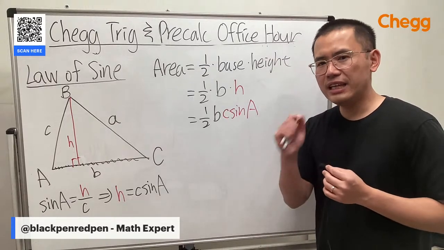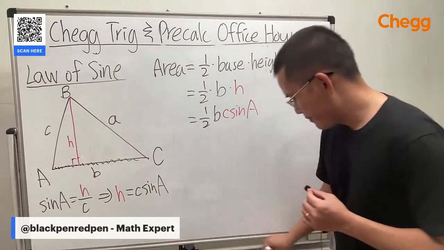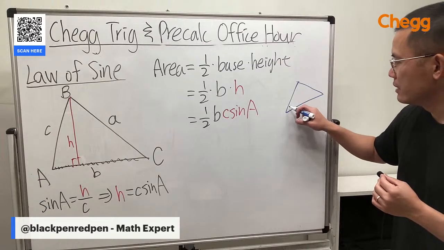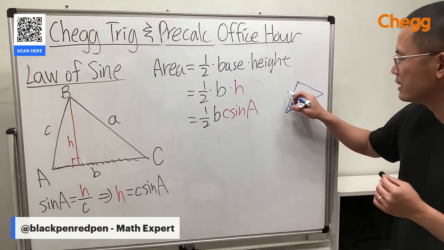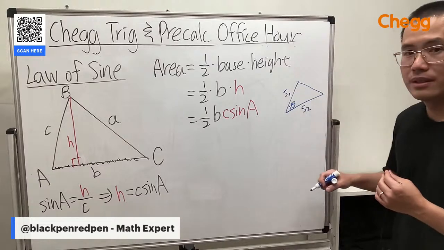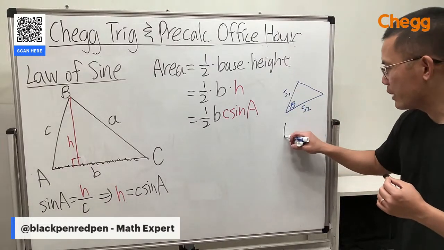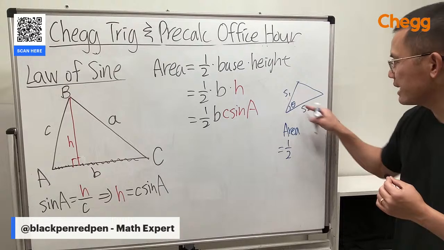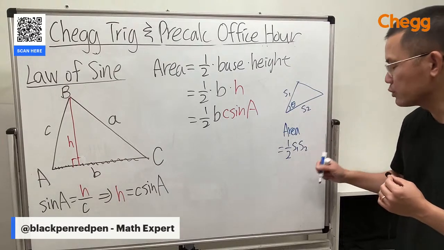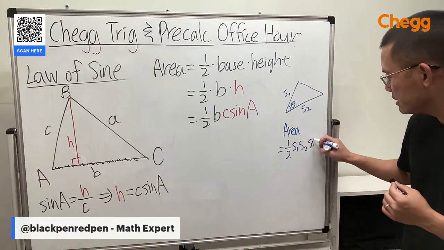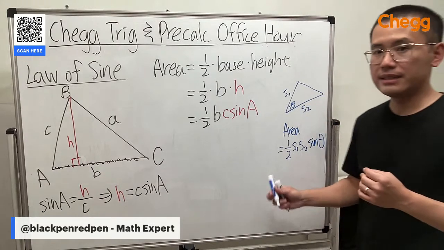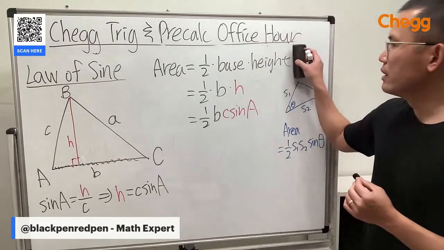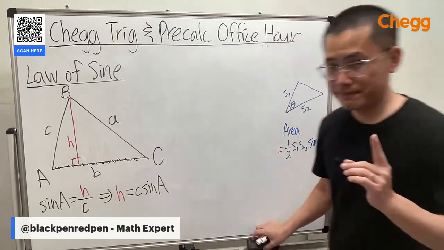Here's the deal. In general, when you have an area, as long as you know this angle, and then let's say this is side 1, side 2, you can always find out the area of the triangle. The area is just going to be 1/2 this side times that side, so the adjacent sides together, S1 times S2, and then times sine of the angle in between. That's the area.